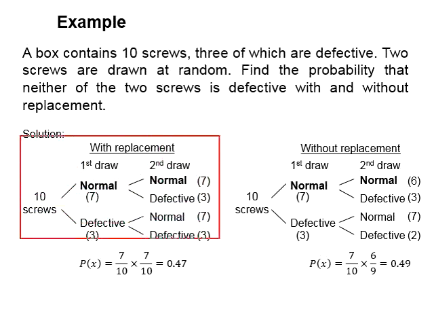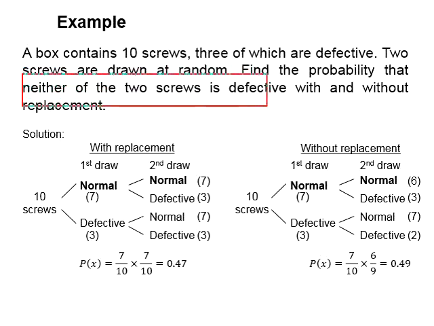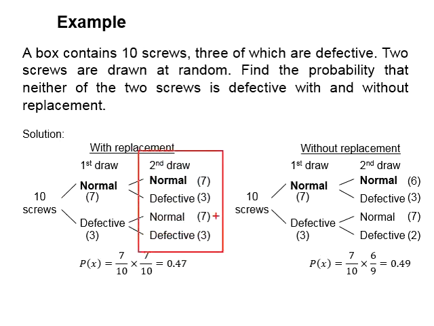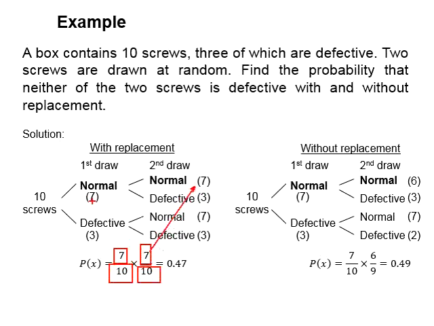Based on the tree diagram here, you are interested in none of the screws being defective. It means you are drawing a normal screw and a normal screw for both draws. If you replace the screw after the first draw, the probability will be 7 out of a total of 10 multiplied by 7 out of a total of 10. The probability will be equal to 0.49.